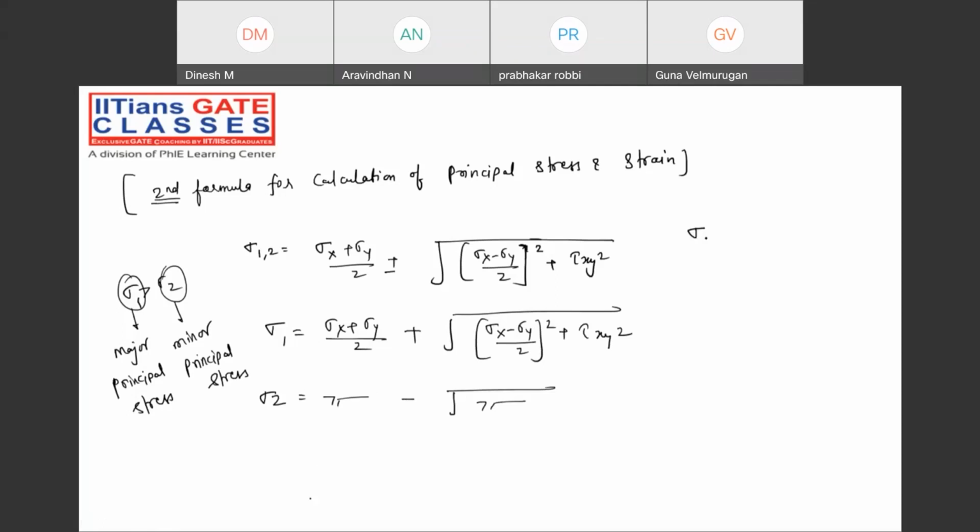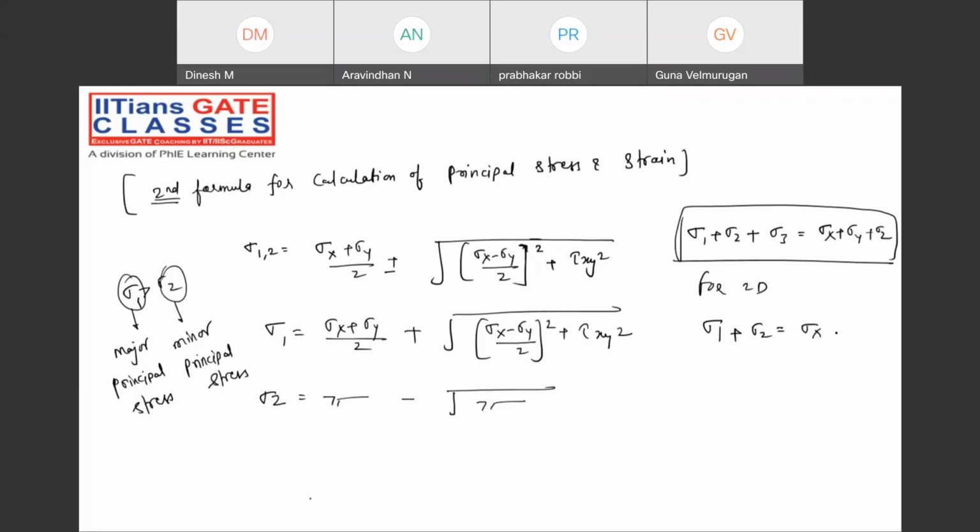And what is the correlation? Sigma 1 plus sigma 2 plus sigma 3 will be equal to sigma x plus sigma y plus sigma z. Note down this formula also, very, very important. For 2D, you can write sigma 1 plus sigma 2 equals sigma x plus sigma y. That you can verify with the formula. When you add these two formulas, you are left with only sigma x plus sigma y. Note down, guys. Once it is done, let me know.